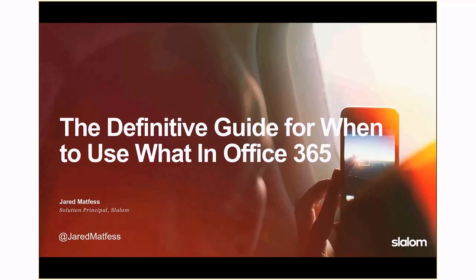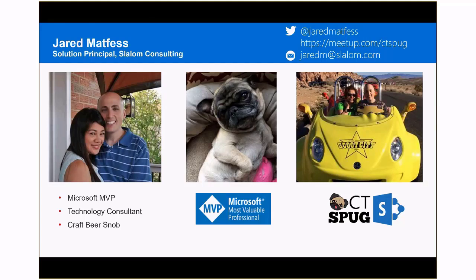For those who don't know me, I'm local to the Hartford area. I live there with my wife and my dog. Tom did our logo for the Connecticut SharePoint Users Group. Our logo is the pug, a big dog fan. So if you follow me on Instagram and Twitter, there's lots of pictures of my dog.